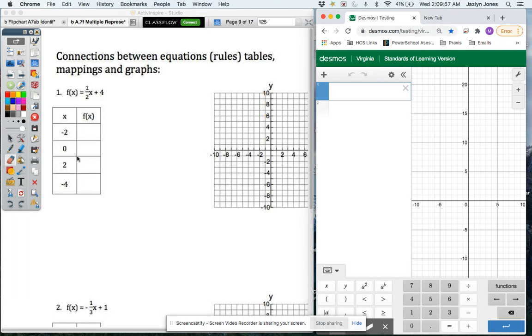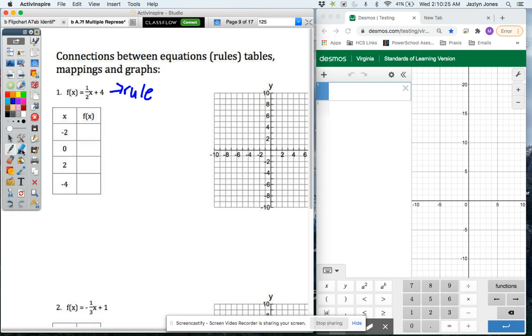So today we're going to talk about connections between equations, rules, tables, mappings, and graphs. You should have learned about these from the last couple of slides, so we're just going to apply what we know. Now we look at this. They gave me f of x equals 1/2 x plus 4. Well, that's the same thing as a rule. That's called a rule. And we've actually been using these f of x's for a while, g of x. We've been doing this in class.